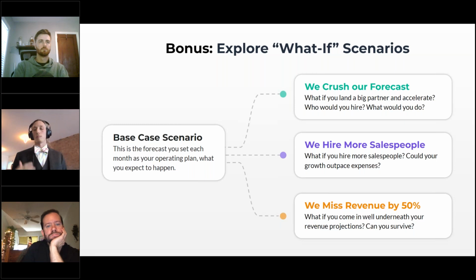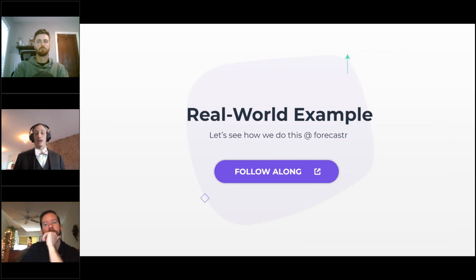You really want to pressure test your business in this way and force yourself to think it through. So do those downside case scenarios as well. And that's basically how it's done.